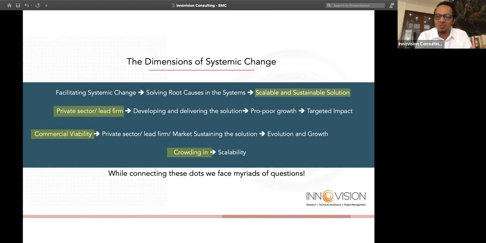And if we are having evolution and growth, we will observe crowding in from other system actors, which can be through replication of the same solution or change in the solution that was originally proposed. We assume that the other interconnected markets will also innovate in response to the solution that we have promoted, and that will eventually lead to scalability.